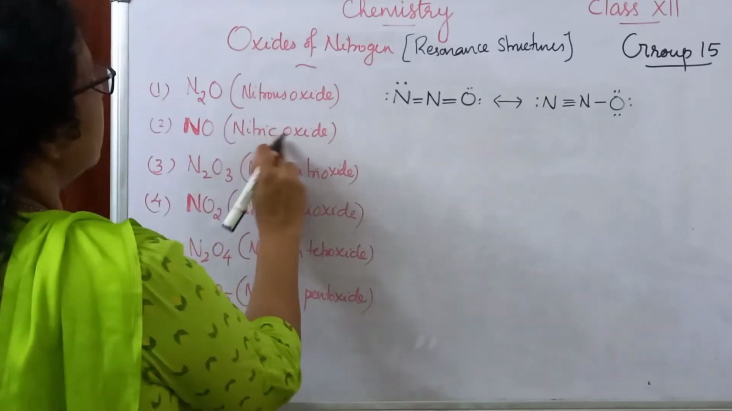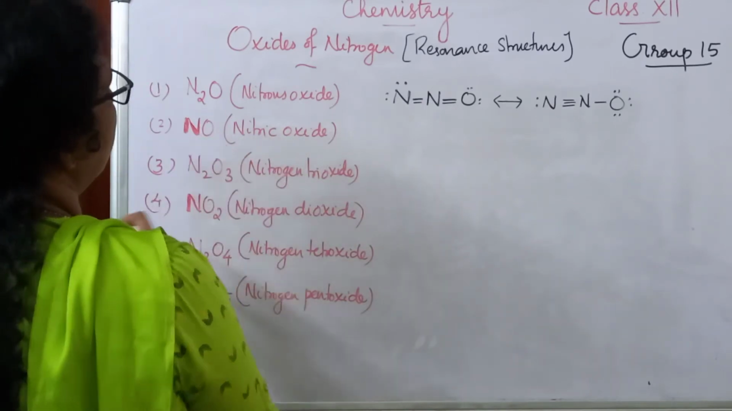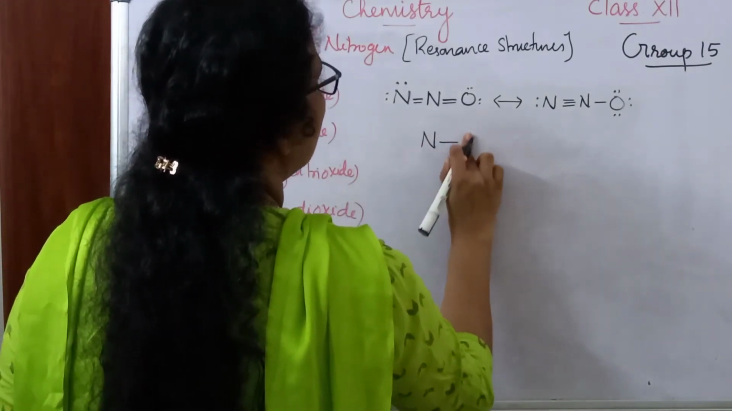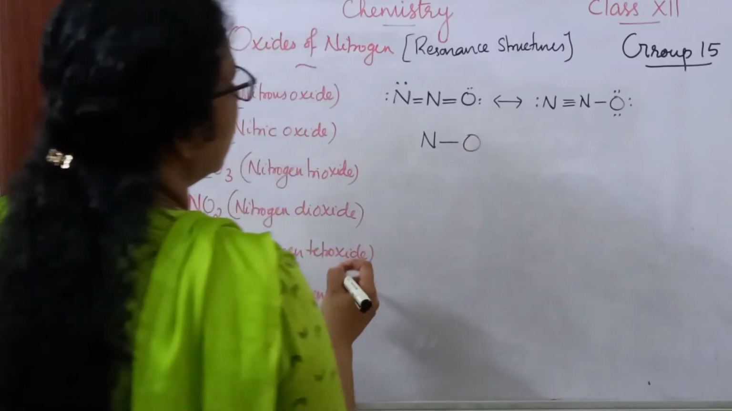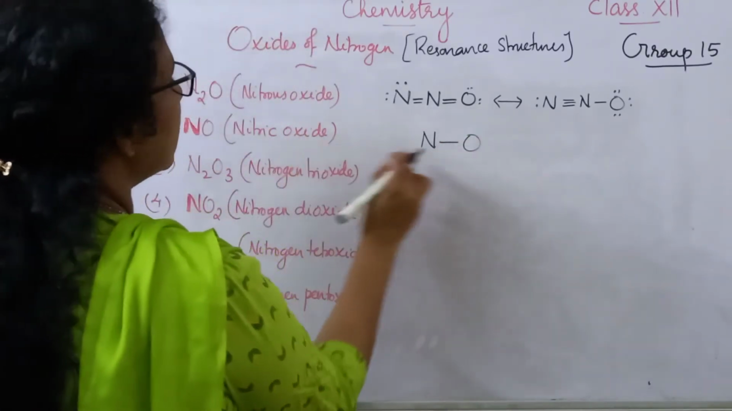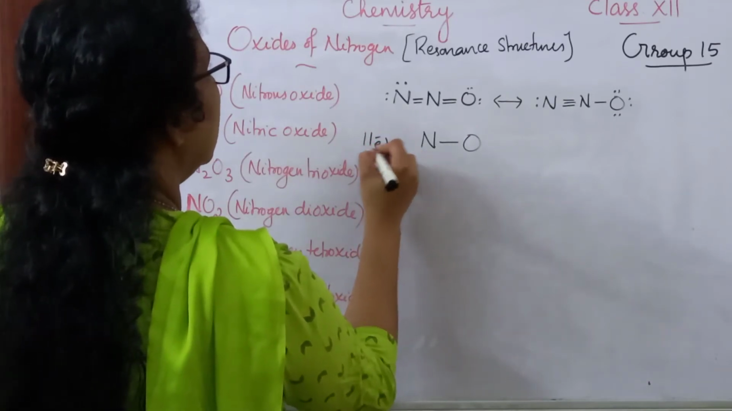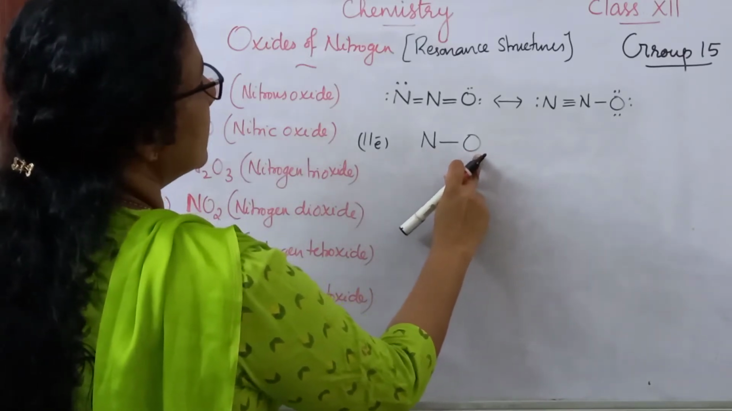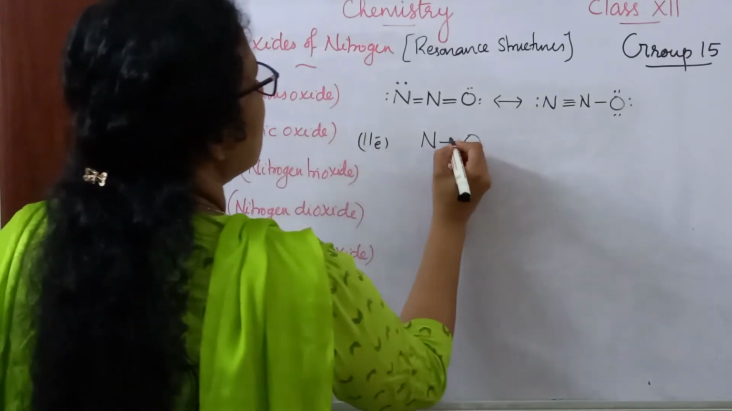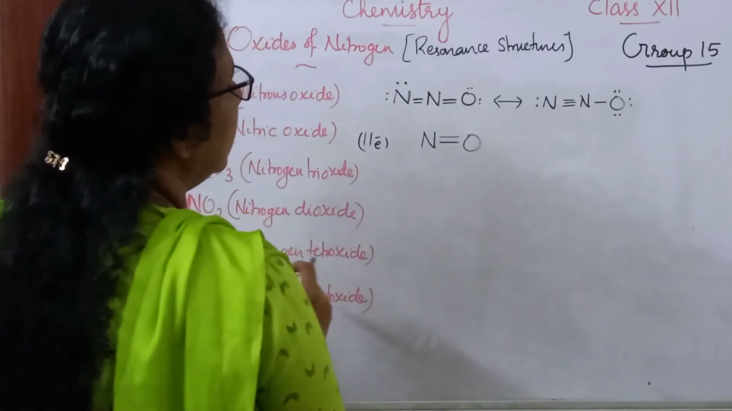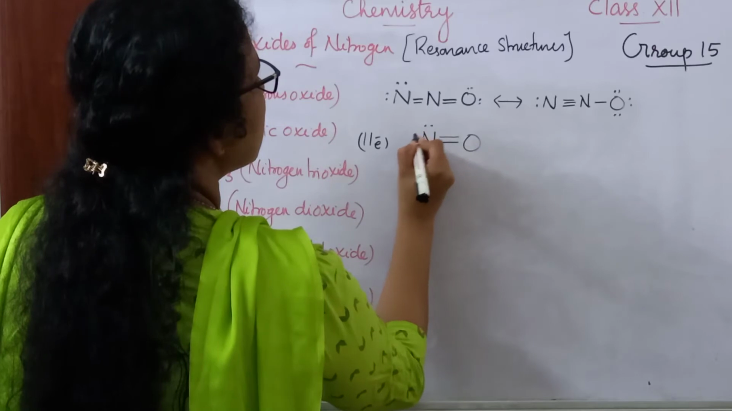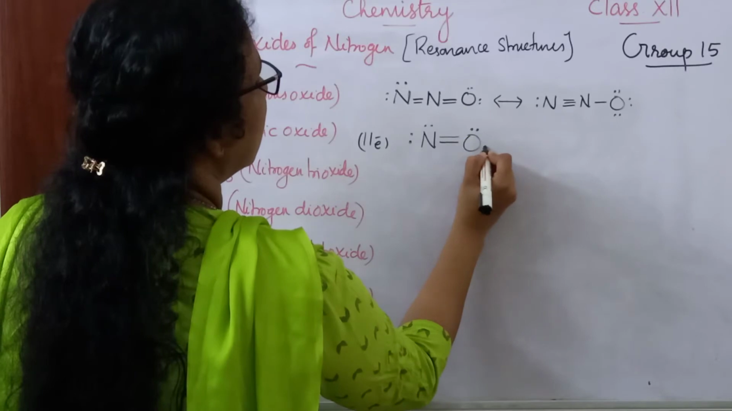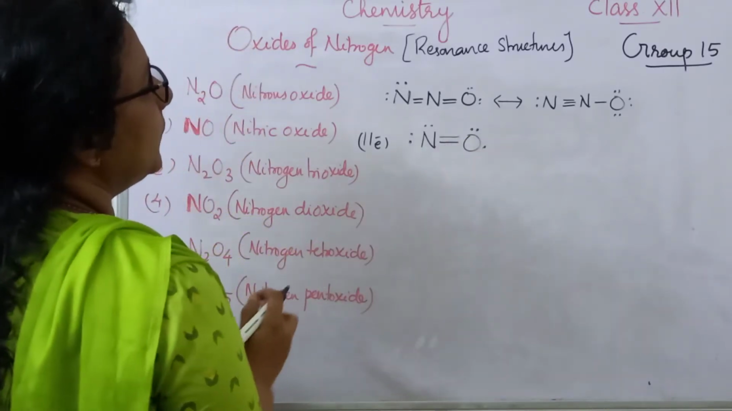Then NO, that is nitric oxide or nitrogen monoxide. So here it is nitric oxide, NO. It has 11 valence electrons. Nitrogen has 5 electrons in the outer shell, oxygen has 6 electrons in the outer shell, total 11 electrons. So we need to put a double bond here, then 2, 4, 6, 8 here, then 10 and 11. So this will be the first structure.